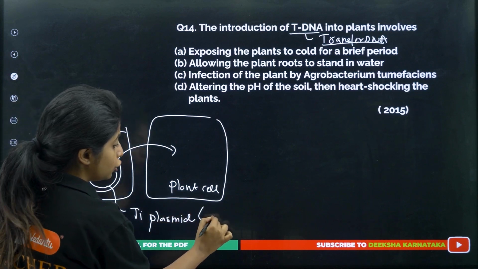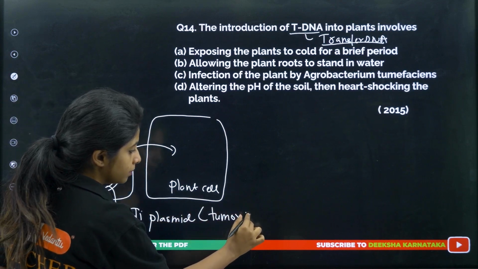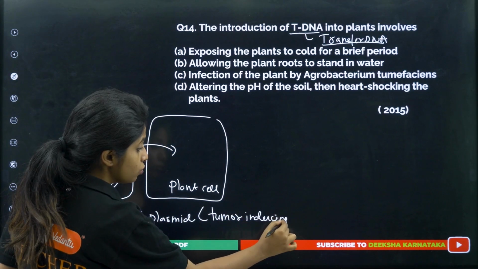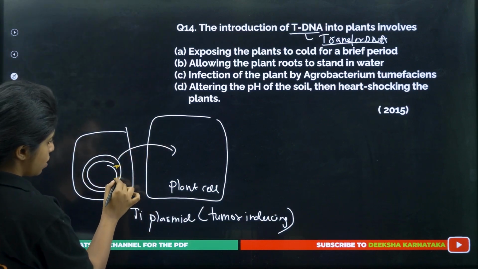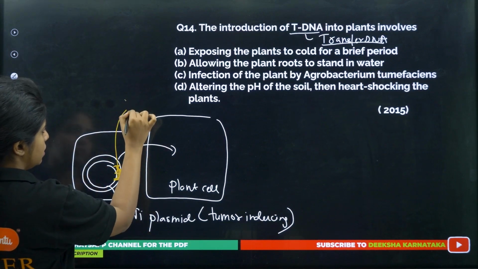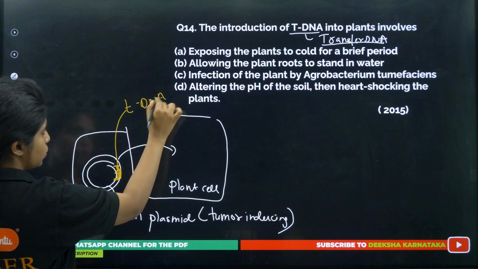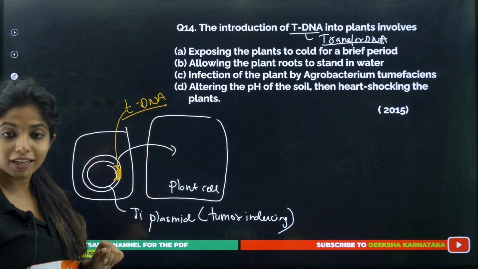TI plasmid stands for tumor inducing plasmid. And how does it induce tumor, children? Because it has a very specific DNA sequence which is known as tDNA or transfer DNA. Okay, it is known as tDNA or transfer DNA.